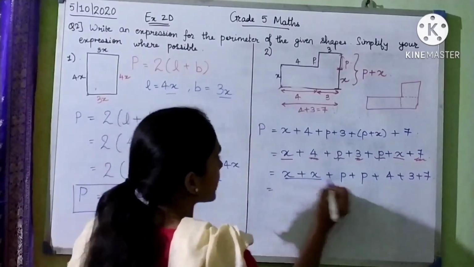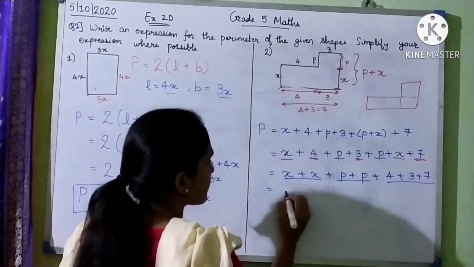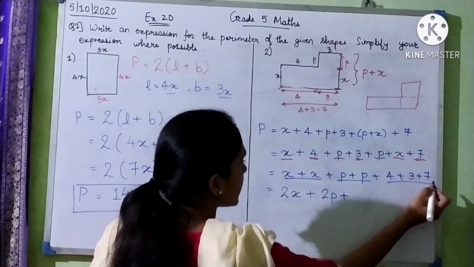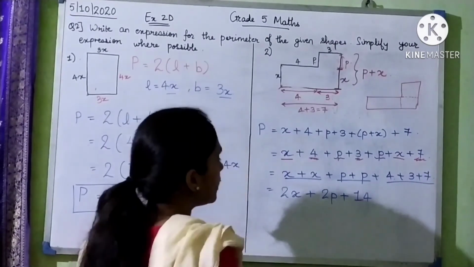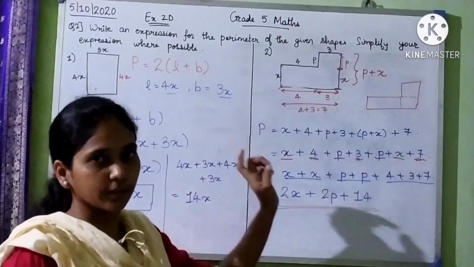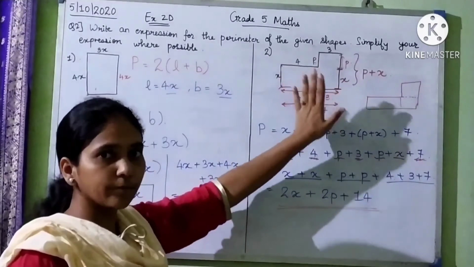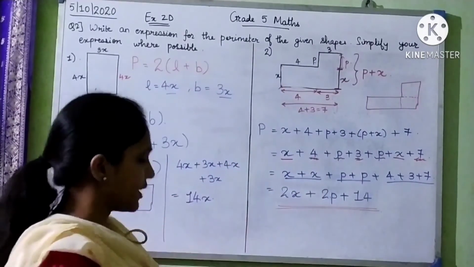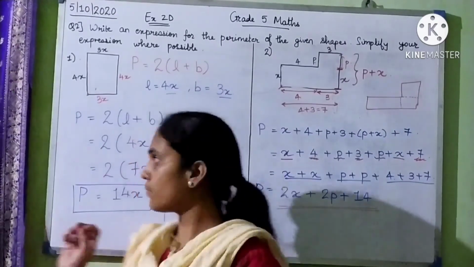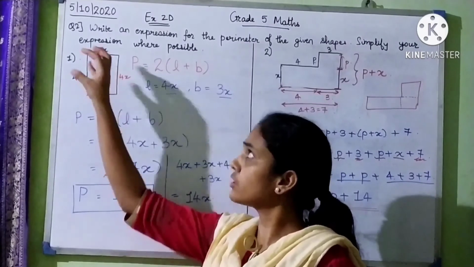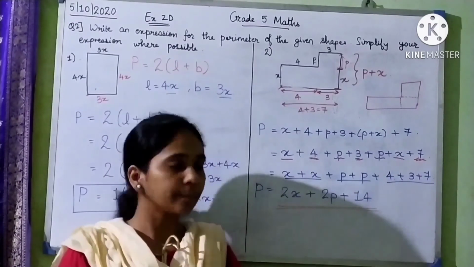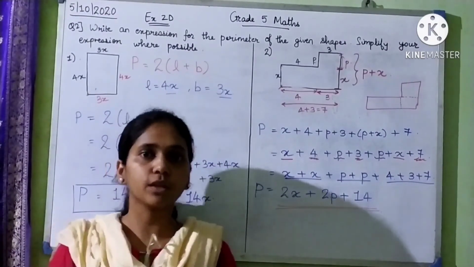So this becomes x plus x, p plus p, and these constants. x plus x is 2x, plus p plus p is 2p, plus 4 plus 3 is 7, 7 plus 7 is 14. So this is the final answer, the perimeter of this given figure. This is not a rectangle. It is a random figure. So this expression gives us the perimeter of the given figure. In this way we first made expressions for it, or using the given formulas, we have solved it and found out the perimeter of the given figures.